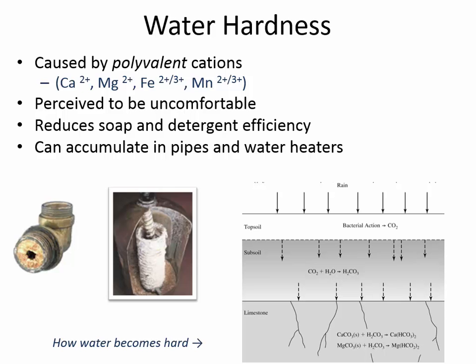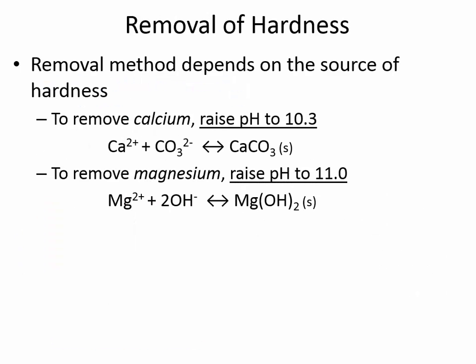So this diagram is basically just showing the water when it rains doesn't have any hardness. It's pure soft water when it's raining, but it picks up the hardness just by being in contact with the soil. So I'm going to go through the process of what chemicals we add to get rid of polyvalent cations. Because if the water's too hard, what we need to do is remove the calcium, magnesium, and other things that are contributing to the hardness.